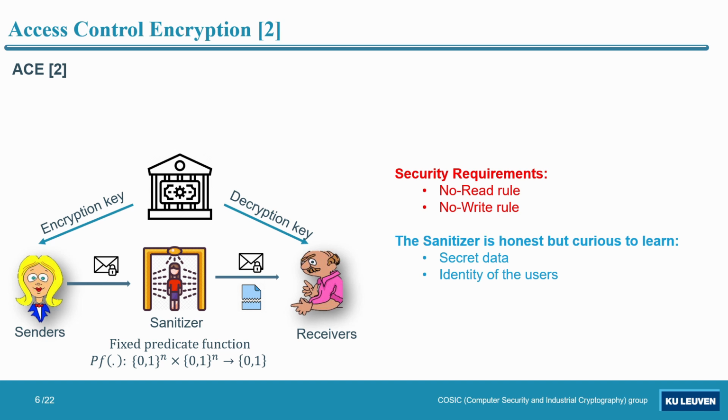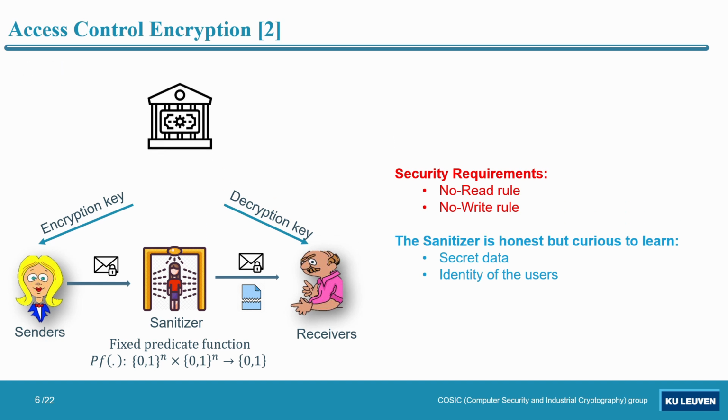There are four main entities, including the key generator center, senders, receivers, and the sanitizer. The key generator center is responsible for generating the encryption key and the decryption key. The group of senders who know the plaintext, by taking the encryption keys, generate ciphertexts and transmit them to the sanitizer. The sanitizer, by taking the ciphertext, checks the credentials, and if they follow the fixed, predetermined predicate function, then the sanitizer runs the sanitization phase, generates the sanitized ciphertext, and delivers it to the receiver. And if the predicate function does not allow the sender to have such a communication link with the receiver, then the sanitizer will ban the request.